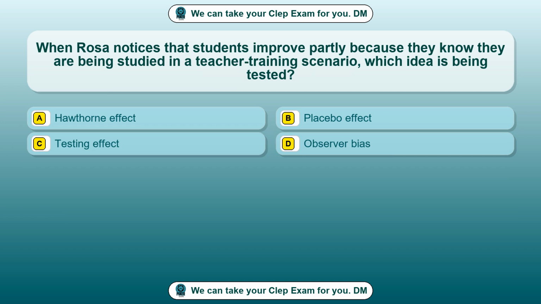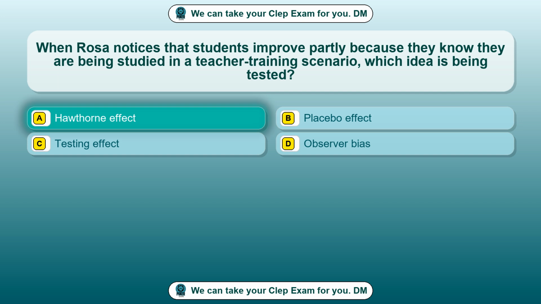Question 96. When Rosa notices that students improve partly because they know they are being studied in a teacher training scenario, which idea is being tested? Option A, Hawthorne effect. Option B, placebo effect. Option C, testing effect. Option D, observer bias. The correct answer is option A, Hawthorne effect.